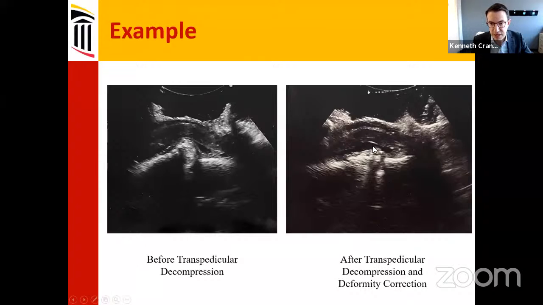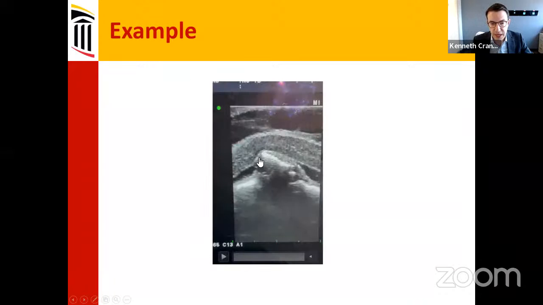And then after we did the decompression, as well as closed the posterior column osteotomies, you can see that the spinal cord is now decompressed. This is that same or very similar sagittal image that we just looked at. And this is a video that I'm going to play basically showing this. This is actually a different patient.